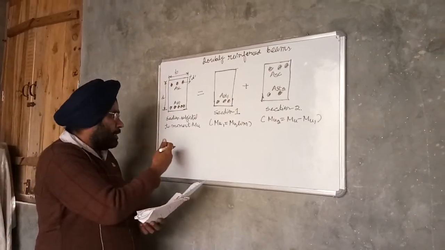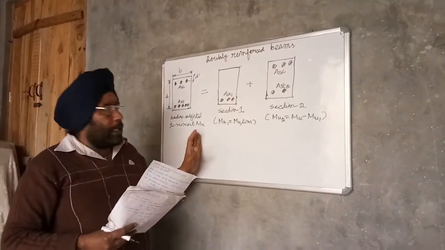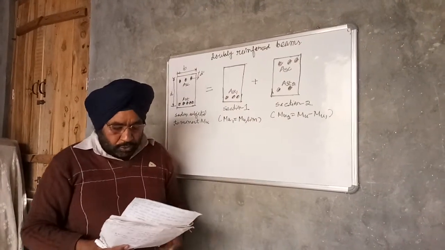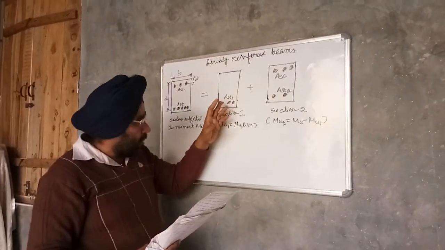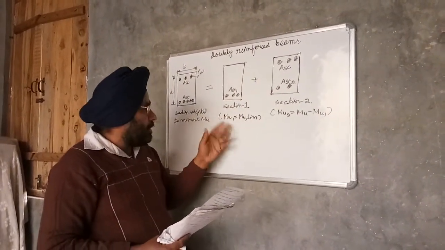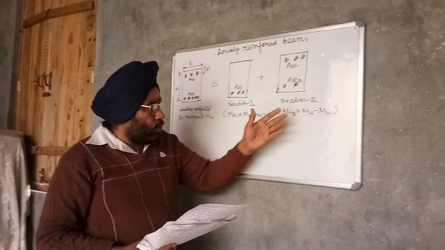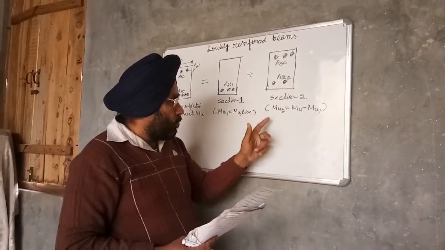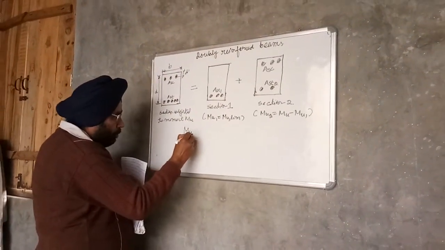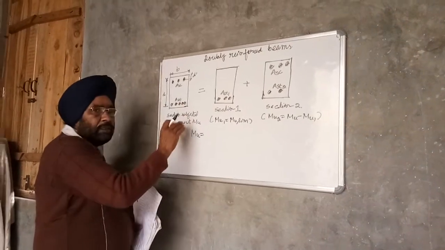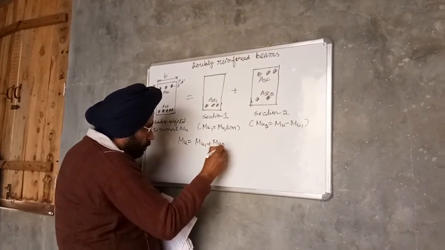For calculation purposes, this doubly reinforced section is considered to consist of two sections, section 1 and section 2. Section 1 is the singly reinforced beam section with the tensile steel AST1, which reaches its limiting value of moment of resistance. Section 2 resists the balance moment Mu2. So Mu2 is equal to Mu minus Mu1. Mu is the total moment which the doubly reinforced beam has to resist, and it consists of moments Mu1 and Mu2.